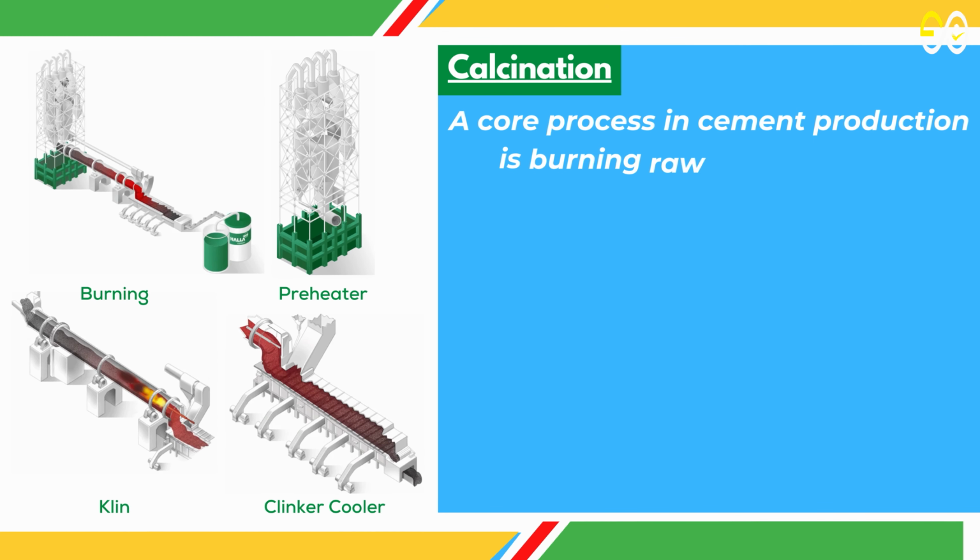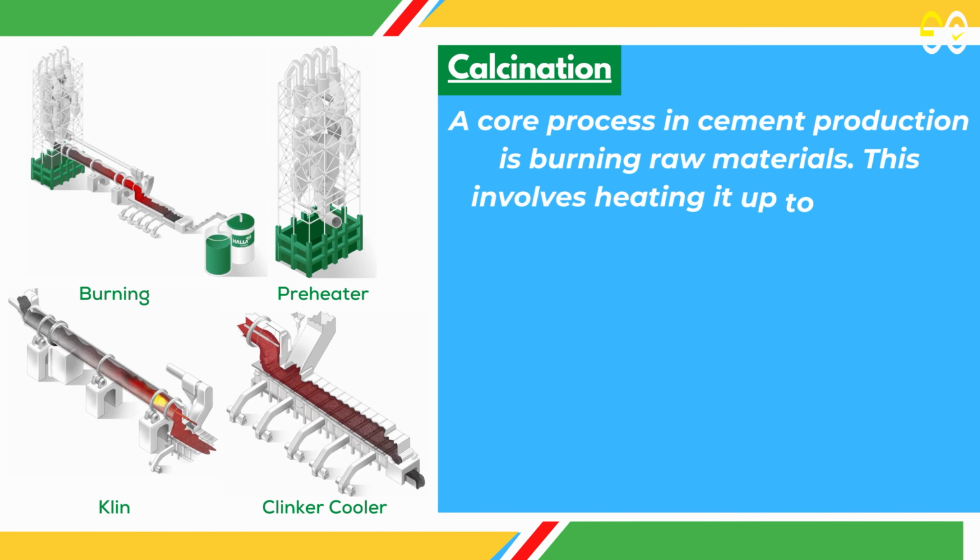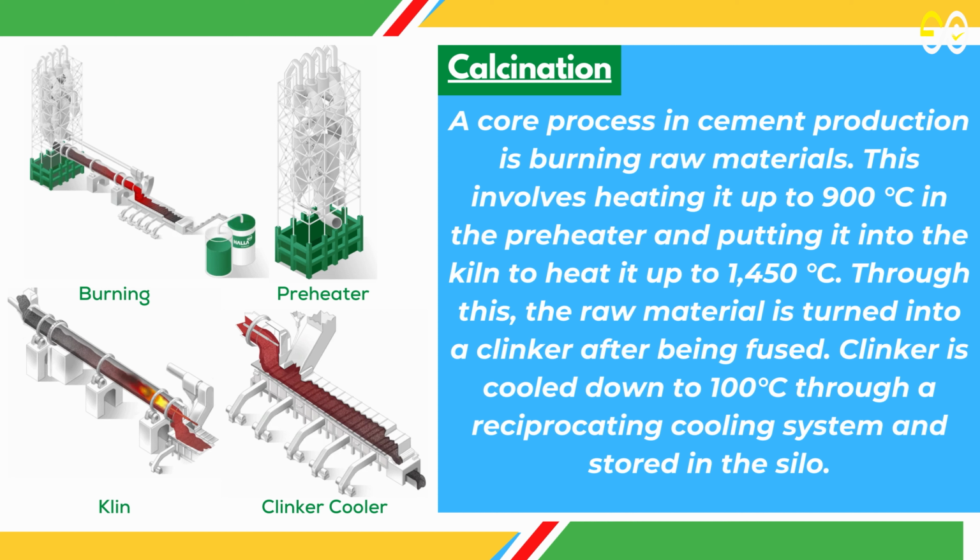Calcination. A core process in cement production is burning raw materials. This involves heating it up to 900 degrees Celsius in the preheater and putting it into the kiln to heat it up to 1,450 degrees Celsius. Through this, the raw material is turned into a clinker after being fused. Clinker is cooled down to 100 degrees Celsius through a reciprocating cooling system and stored in the silo.